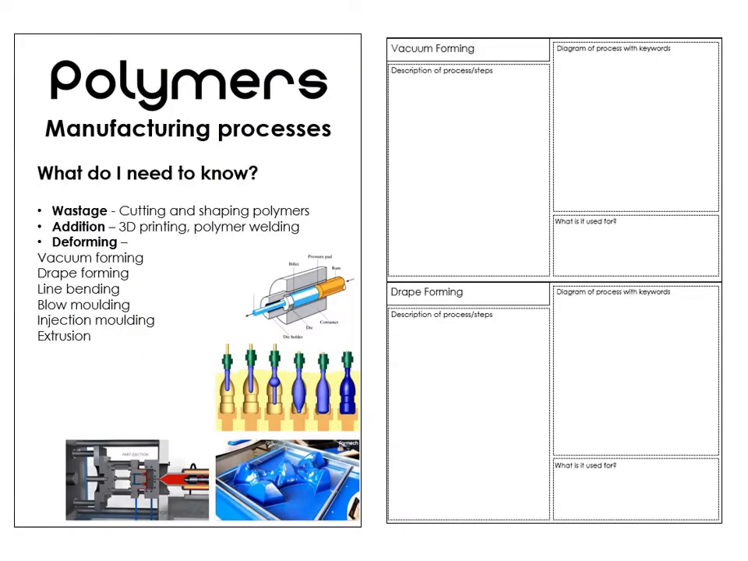So you may recognize this example of a resource I've given before, and you'll find this on the VLE, but you should be able to do a very short little description and a diagram of what all of these different processes are. So vacuum forming, drape forming, so these are the key ones that you need to know. So if you don't know any of these, it might be worthwhile going over them again, looking at some videos on YouTube. I'm going to put some videos on the VLE that show you each of these as well. But vacuum forming, drape forming, line bending, blow molding, injection molding, and extrusion.